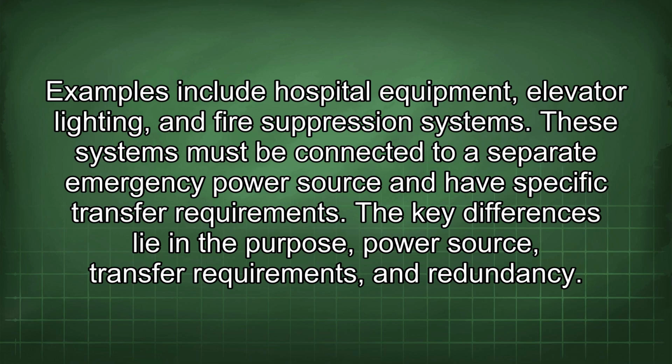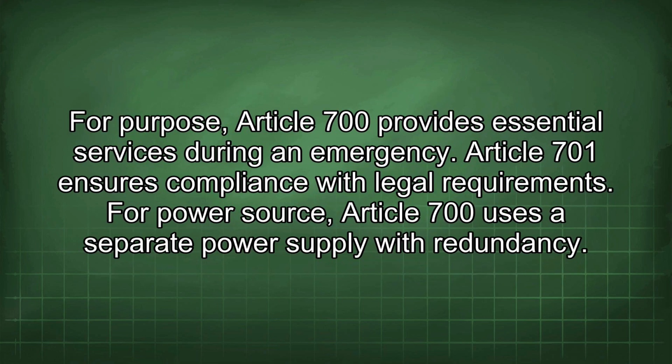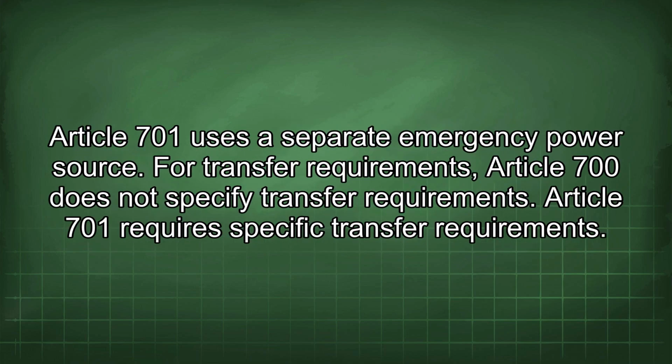The key differences lie in the purpose, power source, transfer requirements, and redundancy. For purpose, Article 700 provides essential services during an emergency. Article 701 ensures compliance with legal requirements. For power source, Article 700 uses a separate power supply with redundancy. Article 701 uses a separate emergency power source.